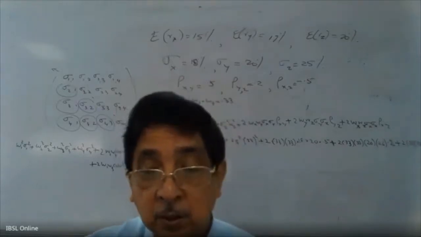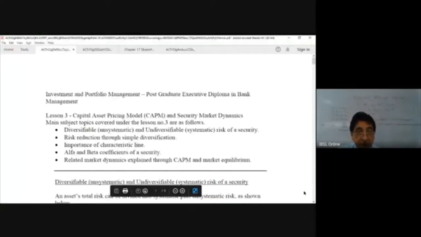Yes. I think all of you now see the screen with the new lesson. Here we are going to discuss the capital asset pricing model and security market dynamics: diversifiable and undiversifiable risk of a security, which of course we discussed at the beginning today; risk reduction through simple diversification; importance of the characteristic line; alpha and beta coefficient of a security; and related market dynamics explained through CAPM and market equilibrium. These are the things we are going to discuss over this lesson.